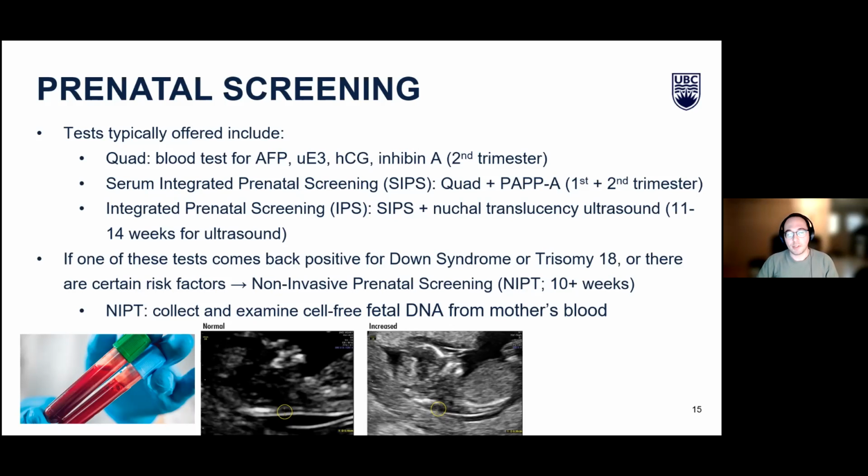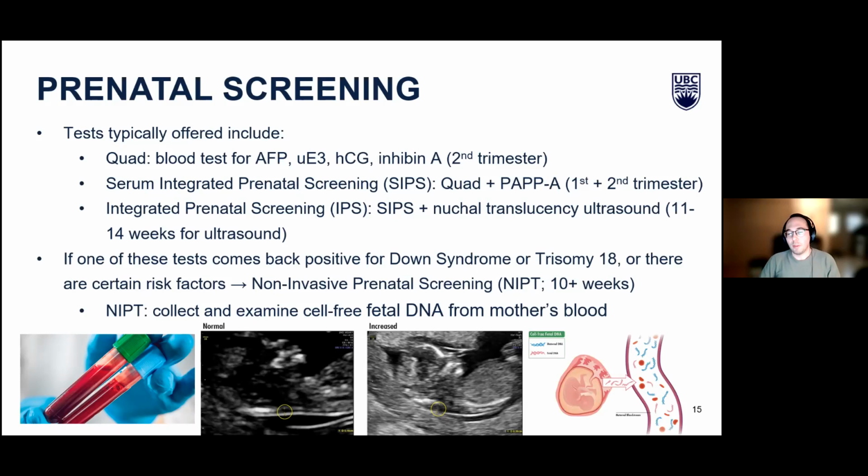If one of these tests comes back positive for Down syndrome or trisomy 18, or there are certain risk factors that warrant doing this test earlier on, we would move on to a test called non-invasive prenatal testing, or NIPT. This is a test that can be done anywhere from 10 weeks and onwards in the pregnancy. And essentially what we're doing in this test is we're collecting blood from the mother, and within that blood, there will be free fetal DNA. And so we can collect that fetal DNA within the mother's blood and then analyze it to look for these genetic conditions.